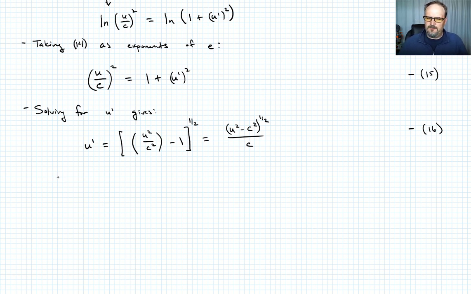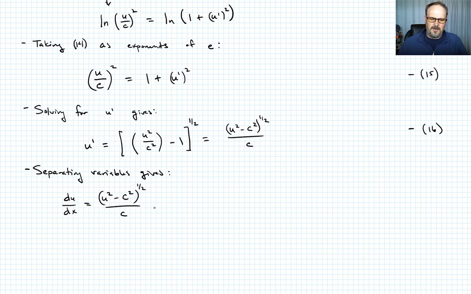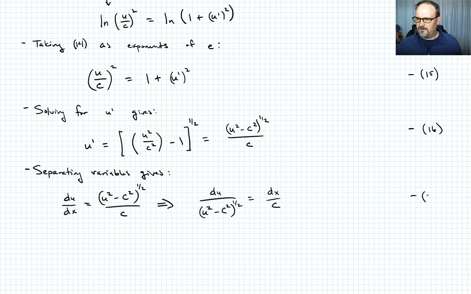Okay, what do we want to do now? Well, let's try to separate variables. So u prime we know is du dx, and that's going to be equal to u squared minus c squared to the 1/2 divided by c, right? So if I do my separation of variables, I end up with du over u squared minus c squared to the 1/2, right? And that's going to be equal to dx over c. Let's call that equation 17.